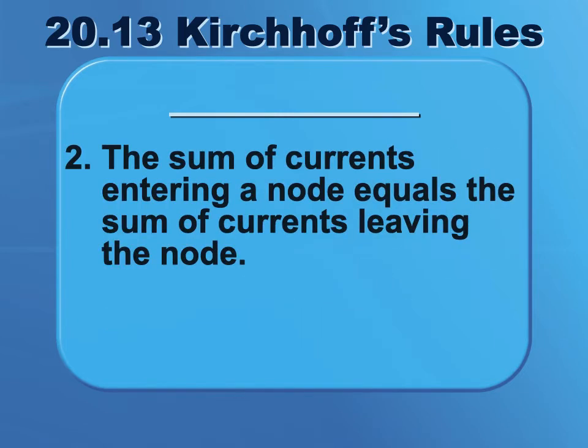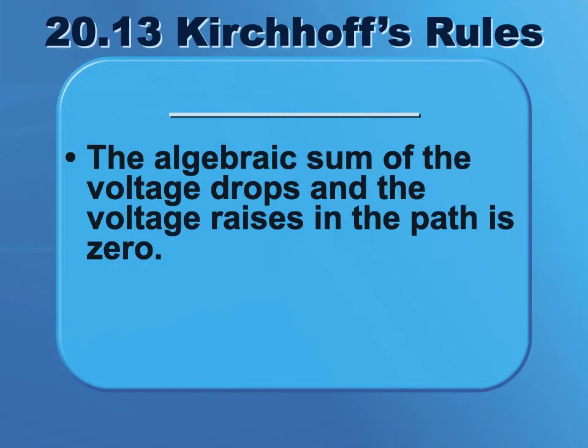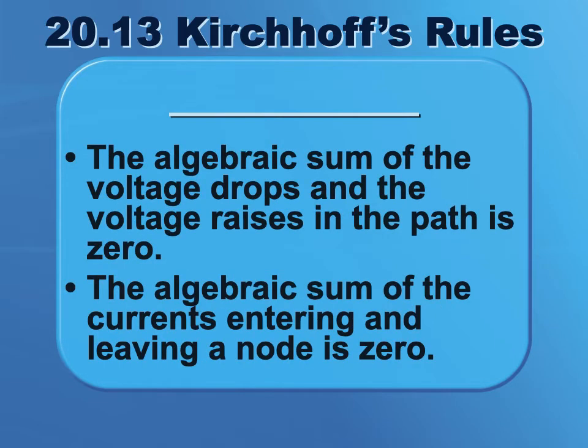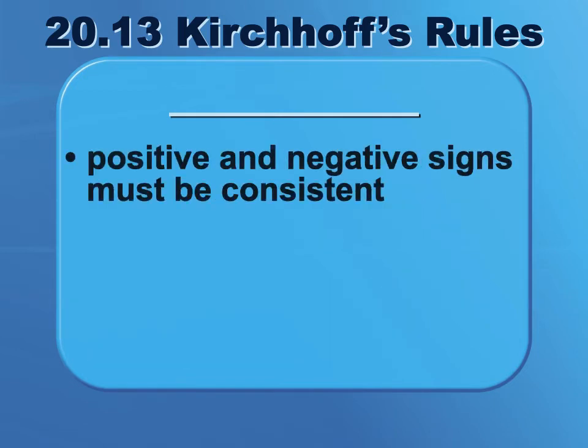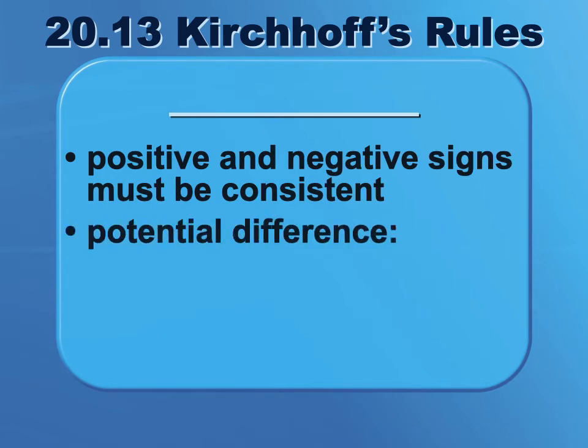And we've talked about this one a number of times. The sum of the currents entering a node equals the sum of the currents leaving the node. So how much comes in is how much goes out. So these are algebraic sums. The algebraic sum of the voltage drops and the voltage rises on a path is 0. The algebraic sum of the currents entering and leaving a node is 0. Okay? In order to do this, you have to be careful with your positive and negative signs. And they give you an equation here for potential difference, voltage out minus voltage in, which is fairly obvious.